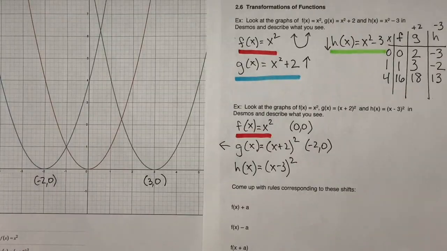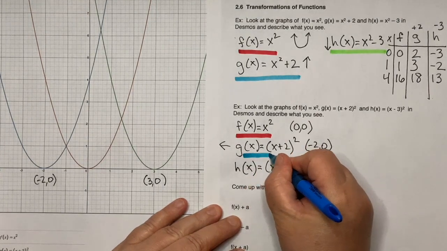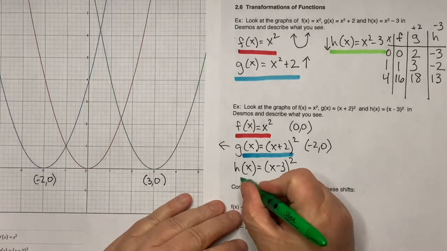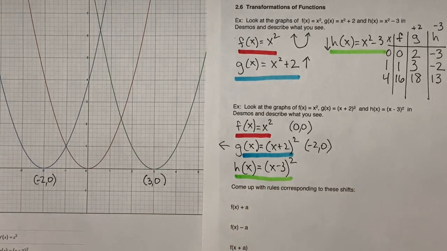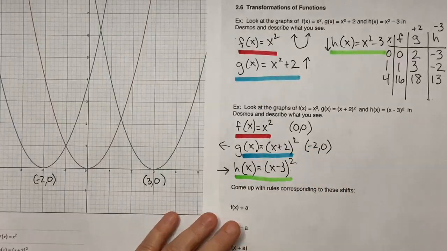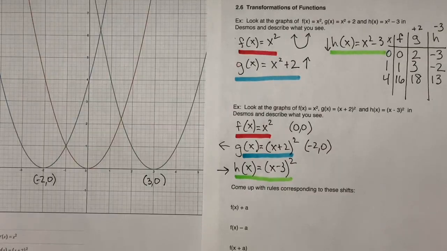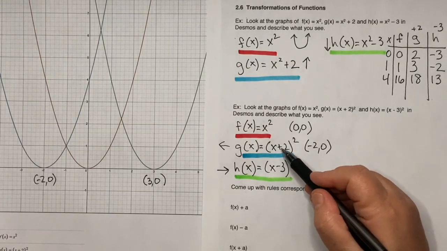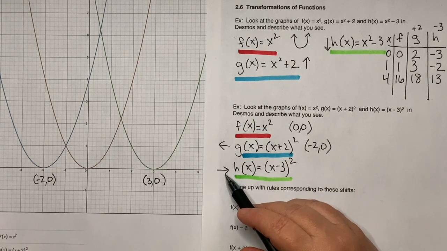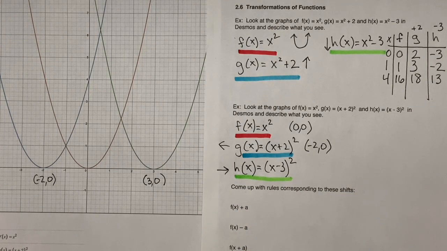And in fact, this is the blue graph. And then h of x is the one that shifted to the right. A lot of people are really surprised by this, that the shift is backwards. This plus 2 means you go to the left, and this minus 3 means you go to the right. And let me try to explain why this happens.